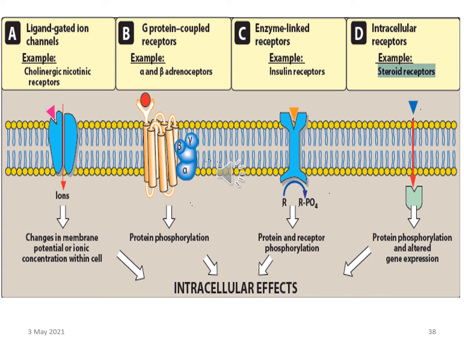And the third one, the enzyme linked receptor, such as the insulin receptor, leads to protein and receptor phosphorylation after it binds to the enzyme. While regarding steroids, for example, they enter inside the cell and bind to the nucleus, and this leads to protein phosphorylation and altered gene expression, and all these lead to an intracellular effect.